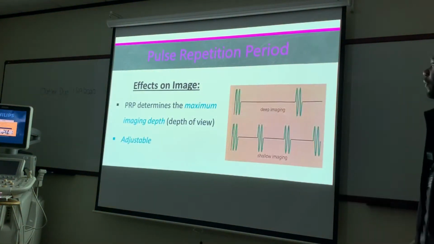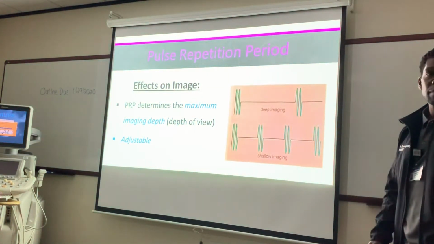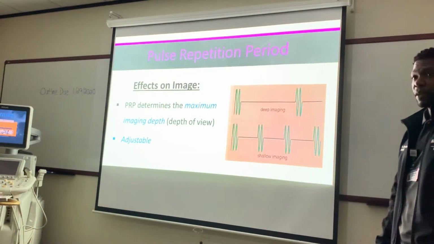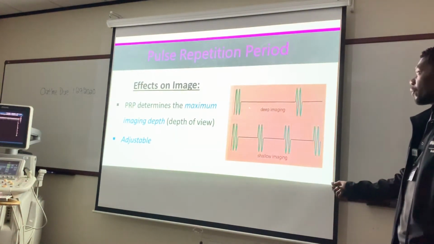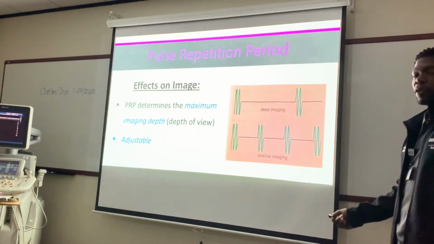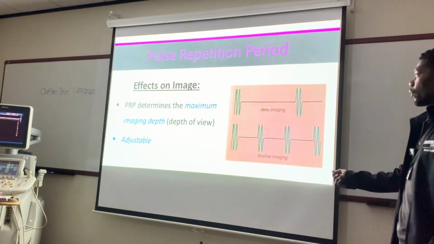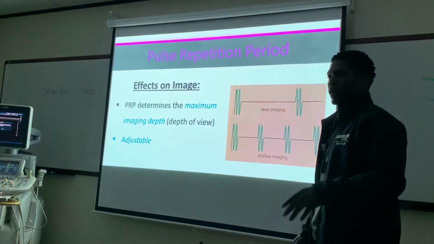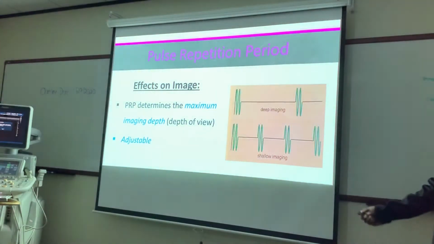PRP, you know how to fix that. PRP and PRF are determined by the maximum imaging depth, correct? So when we adjust our depth, we're effectively changing our pulse repetition period and pulse repetition frequency. With deeper imaging, we're increasing our pulse repetition period because we're increasing the listening time. With pulse repetition frequency, we're decreasing it for that same reason. Meaning we're going deeper into the body, so we're not able to send as many pulses per second as we are with shallow imaging.